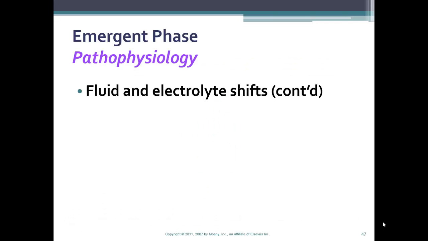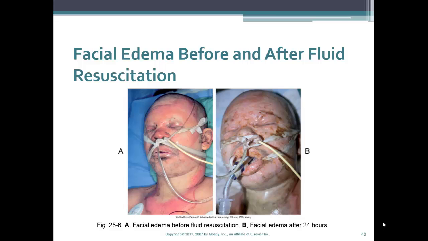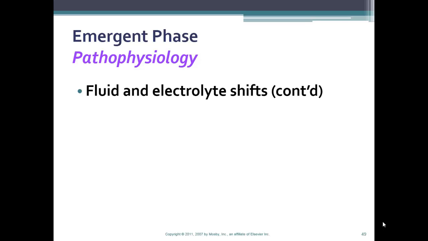So again, this patient has all this fluid shifting into the interstitial spaces. There's just a picture of what some of that facial edema looks like. So the patient is going to have edema, a decreased blood pressure, and an increased pulse. They're going to have an elevated hematocrit due to hemoconcentration.